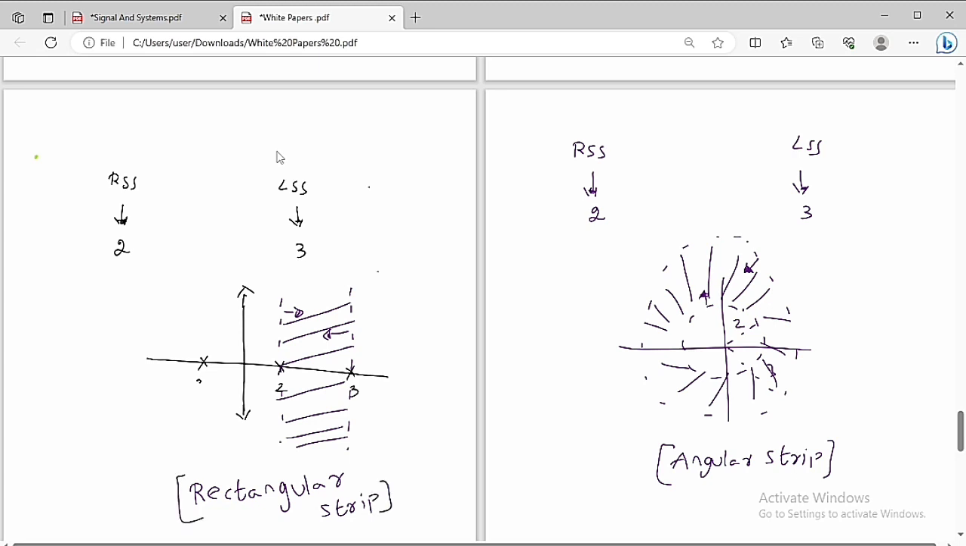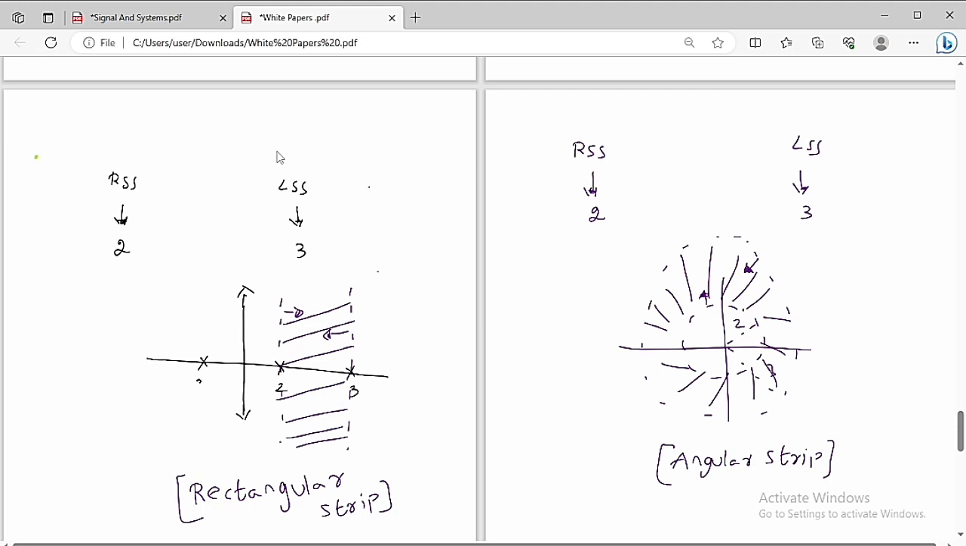These points obviously you have to keep in your mind. If you have a rectangular strip or an angular strip, by default we can say the given signal is a two-sided signal. If a signal is not a right-sided signal and not a left-sided signal, by default we can consider it a both-sided signal. So listen carefully.